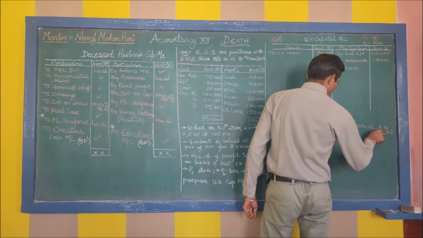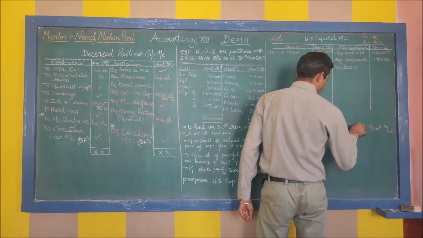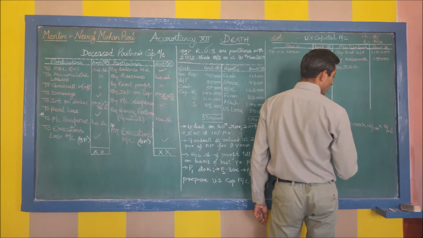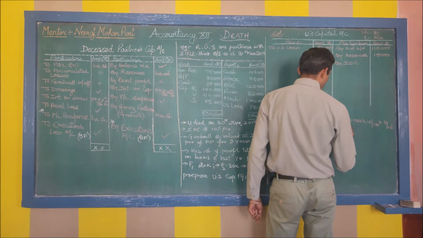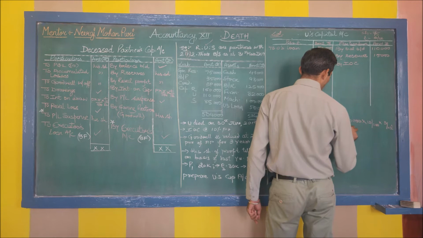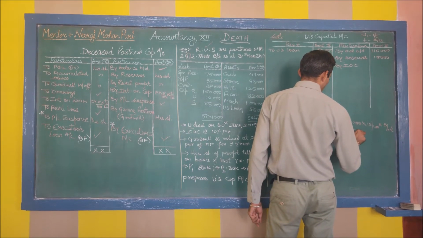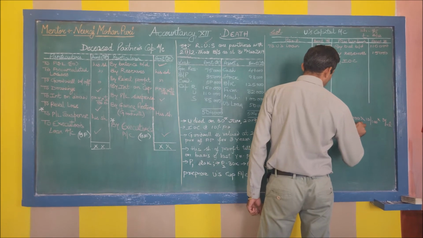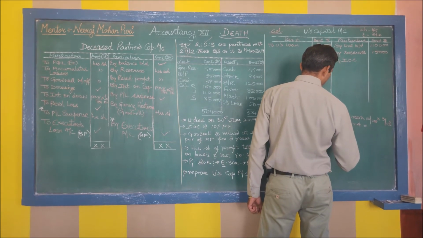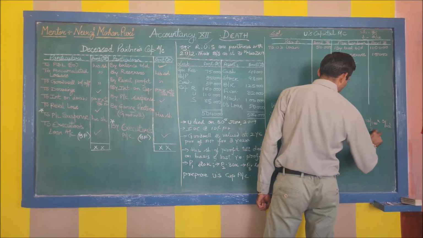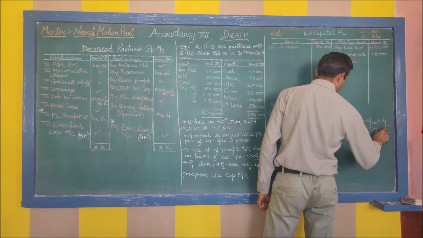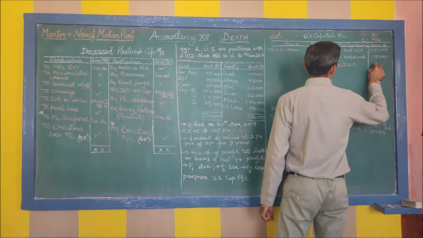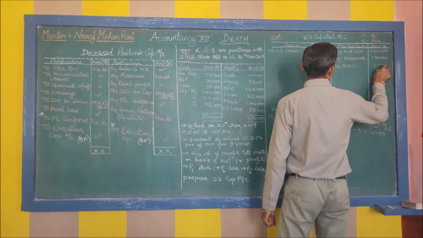Then further, 2 zeros are eliminated from here. This will give us 11,000 divided by 4. So 11,000 divided by 4: 4 times 2 is 8, 4 times 7 is 28, 4 times 5 is 20. The answer is 2,750. This will be copied here.